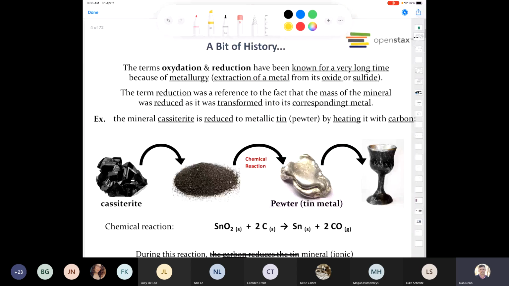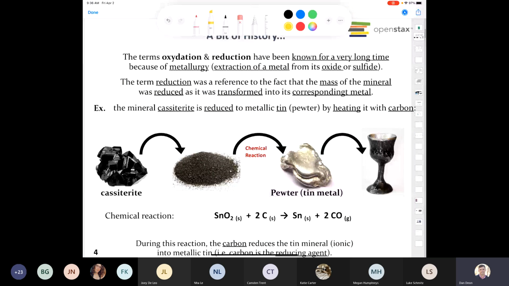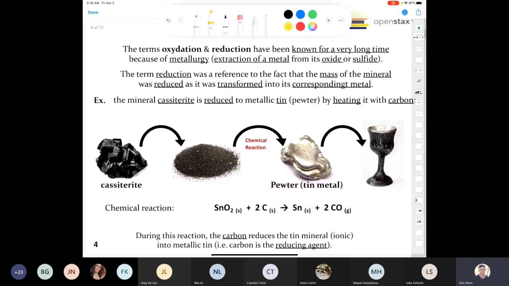A little bit of history, and I'm not going to spend a lot of time on this. If you've wondered where the terms oxidation and reduction come from, well, reduction is a reference to the fact that when metals were first purified from minerals, which are normally oxides or sulfides, ionic compounds that contain that metal, you're going to end up removing oxygen or sulfur, and so the mass gets reduced, right?